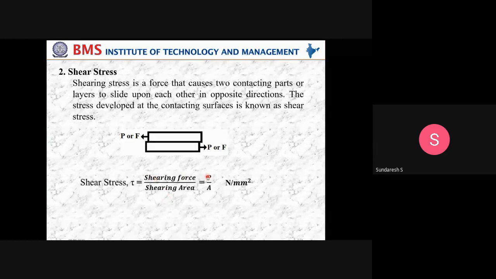But the shear stress is represented by tau throughout our mechanics of materials. We use the letter tau as the shear stress, and it is the ratio of the shearing force P divided by the shearing area. Of course the SI unit will remain the same, Newton per millimeter square. So this is what we call shear stress, right?